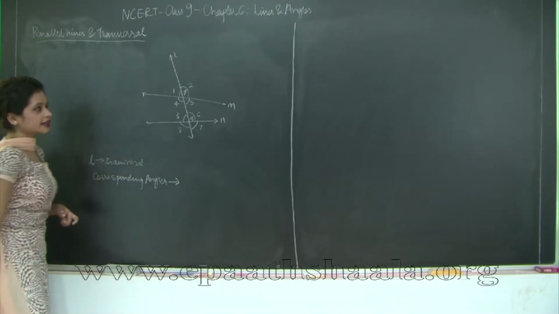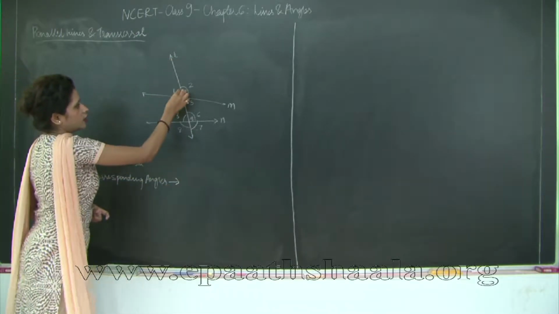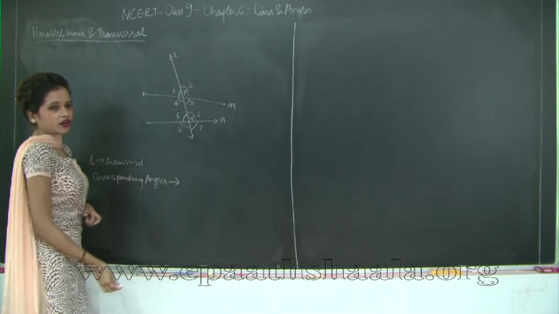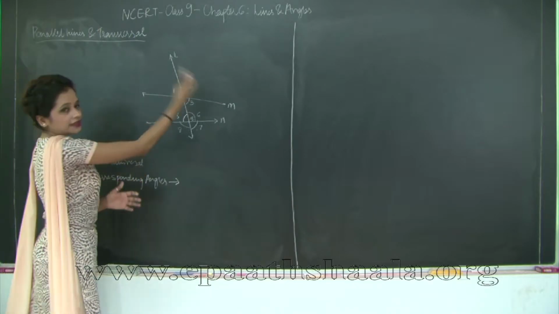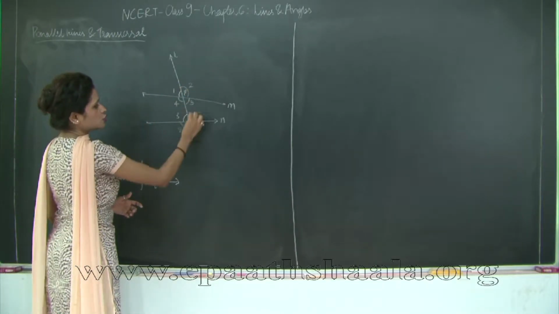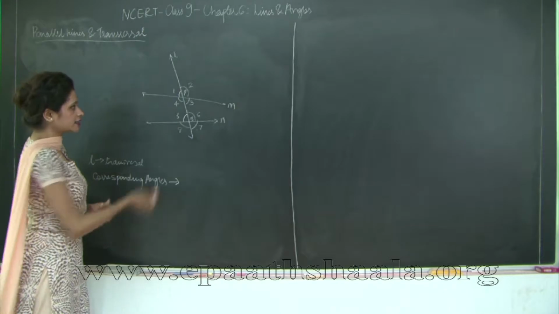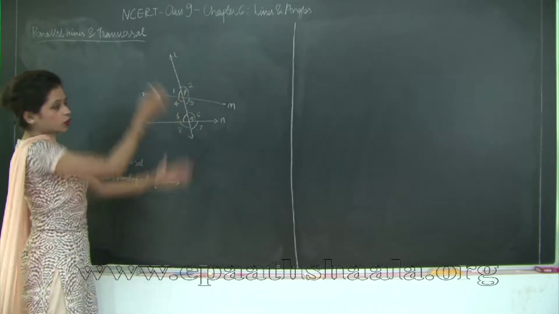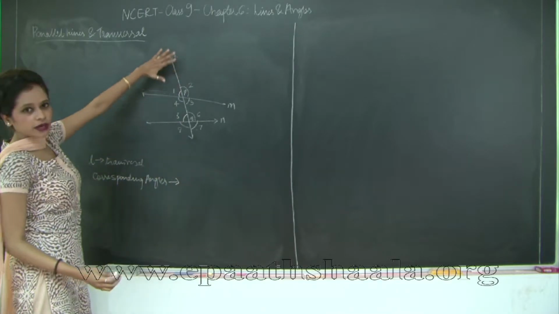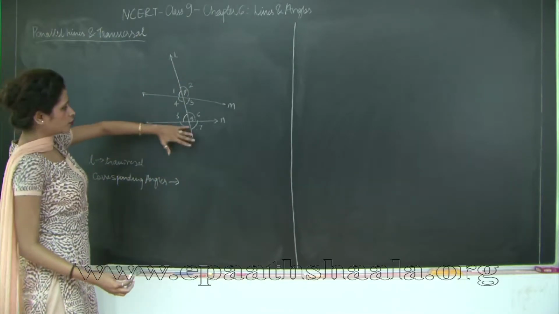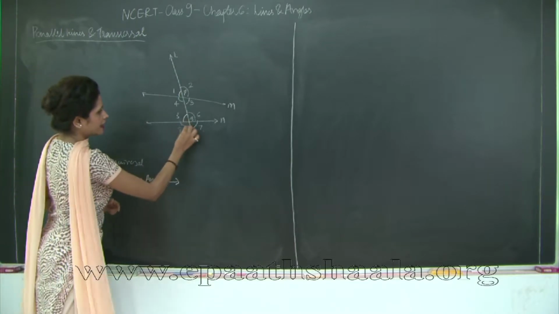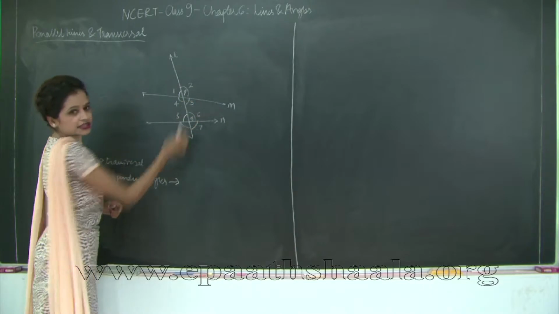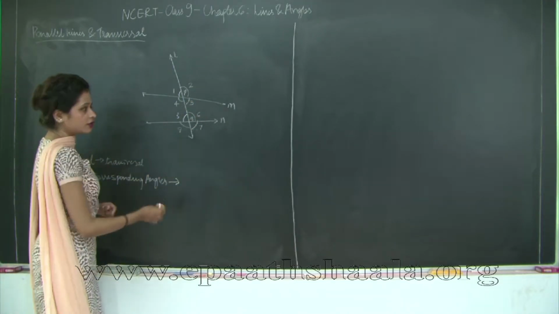What are the corresponding angles? Angle 1, angle 5. So angle 1 and angle 5 are corresponding angles. Similarly, on this side of the transversal, we have angle 2 and angle 6 as corresponding angles. Correct? Now, if you look from bottom to top, you have angle 8 and angle 4 as corresponding angles, and angle 7 and angle 3 as corresponding angles. So let's write down the corresponding angles.